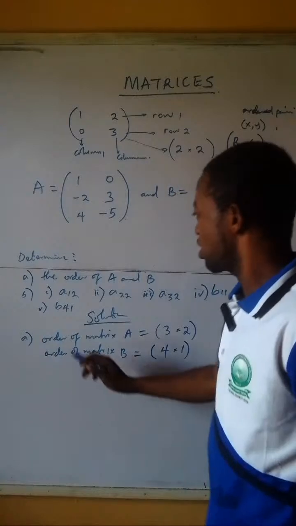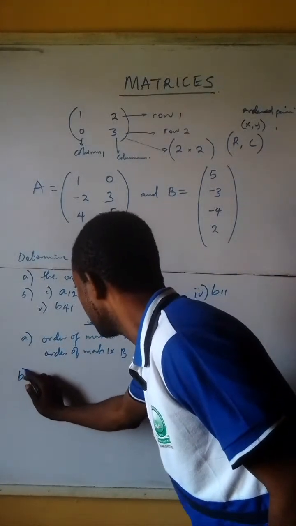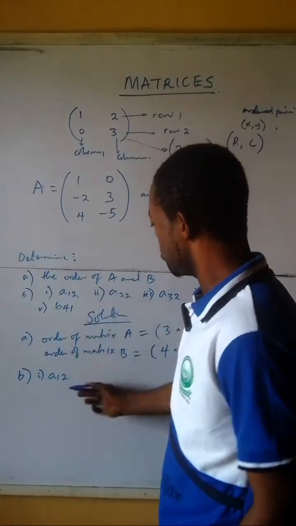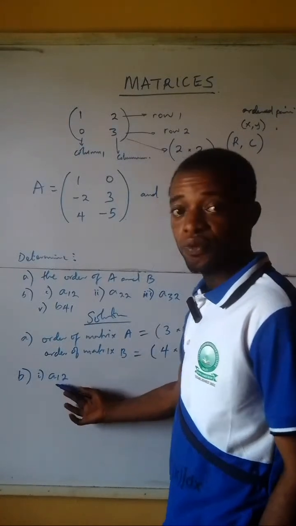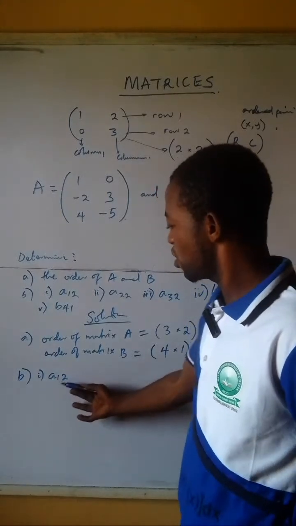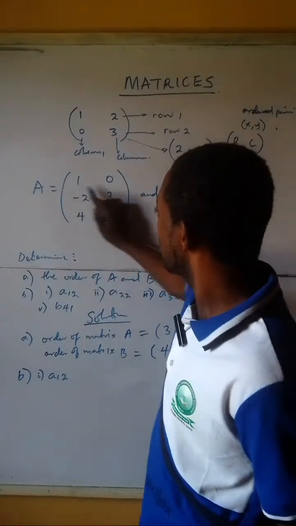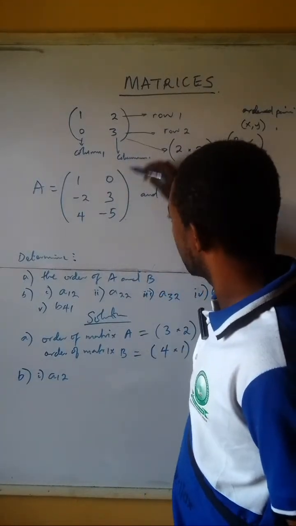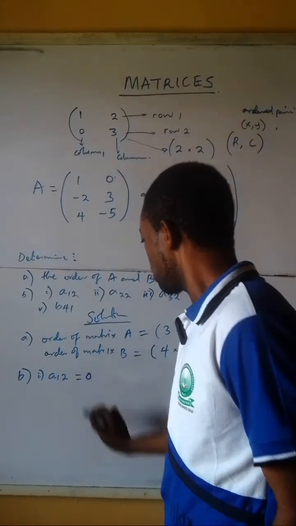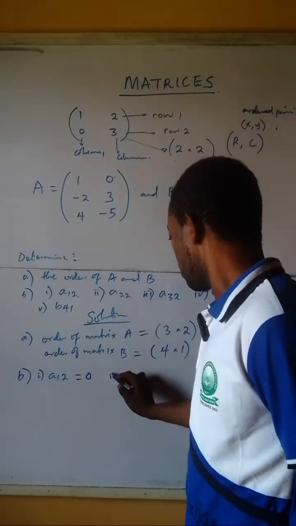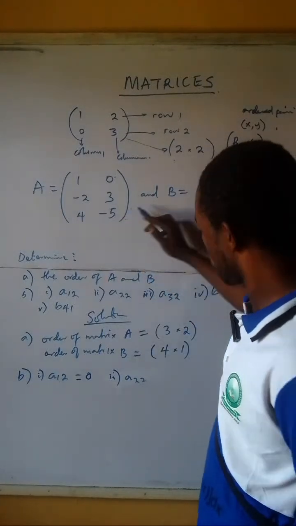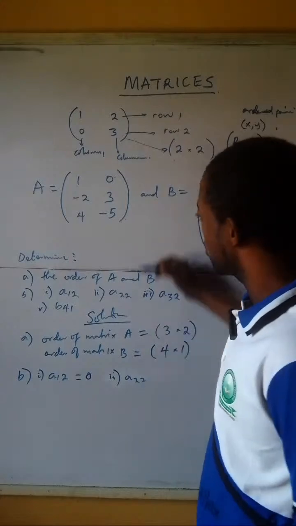Now, the second question here, which is question B, we have to find the first one, A12. A12 here means element in row 1 and column 2. The first number here signifies row, and the second number here is column. So element in row 1, column 2, it means we have this as 0. So A12 here equals 0. Then the second one here, which is A22, that is element in row 2, column 2.